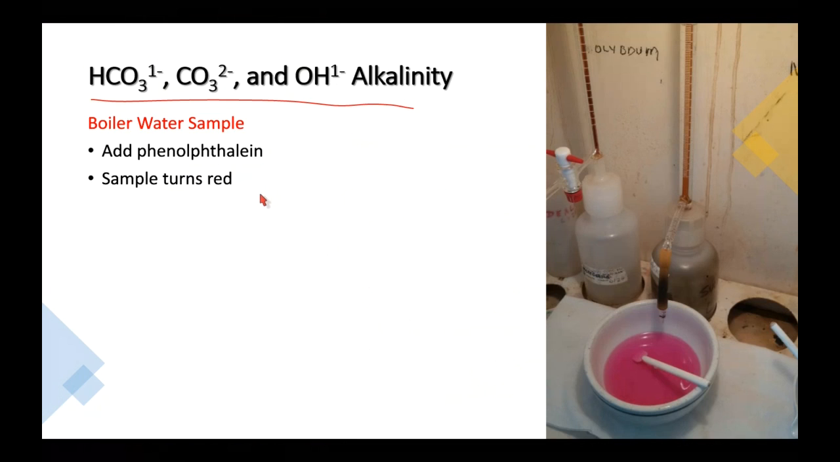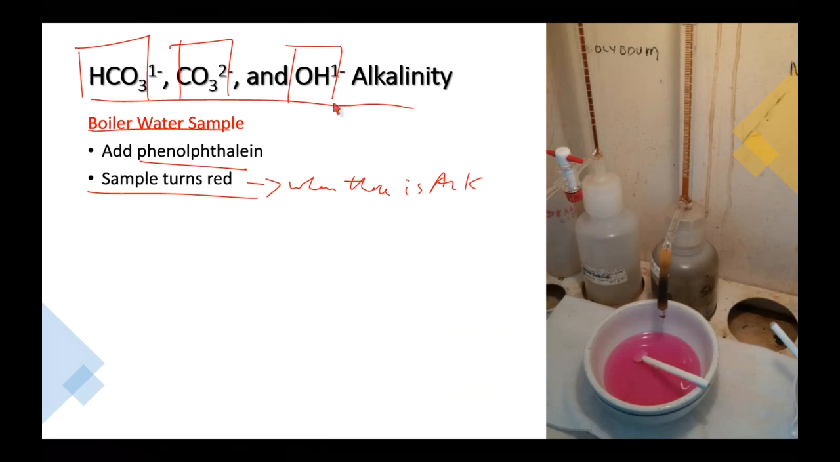Now, the P and M alkalinity is probably the most important test you're going to do, and you're going to do it so many times that you're going to be able to do this blindfolded. So we take a boiler water sample, we add phenolphthalein, and the sample turns red when there is alkalinity. If the water has zero alkalinity, it does not change color. It stays clear. What is alkalinity? Bicarbonate, carbonate, and hydroxyl.